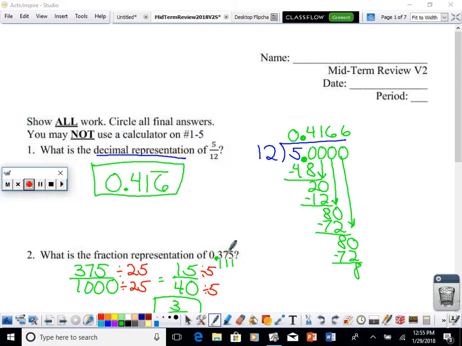All right, we're still working on our midterm review. One more reminder, the questions on this review, this version 2, are a little bit different than the questions that you're going to see on your version. They're still going to ask you to perform the same tasks.